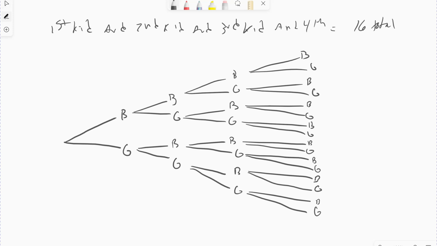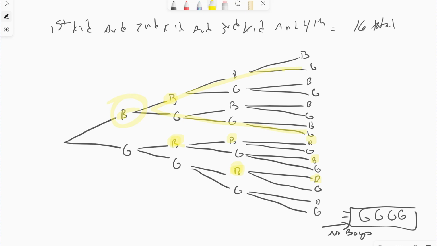Now, if you count the ends of the tree, there are 16. You count 1, 2, 3, and go all the way down. This last case is the only case without a boy. So if you look at it, this is the only outcome with no boys. All of the rest of the outcomes have a boy in them, right? There's a boy in that one. Again, boy. All of these have boys because I start off with a boy. That set all has a boy because I start off with a boy. And so there's only that last outcome where I don't have a boy.